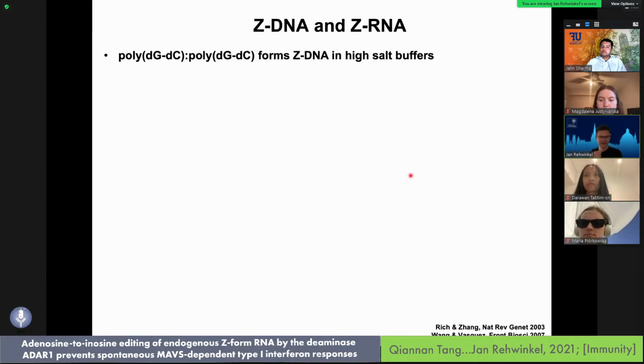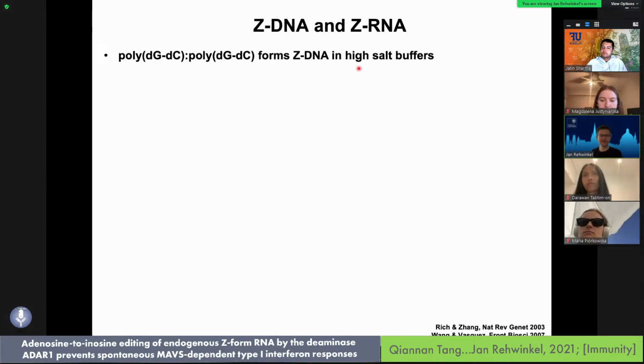However, certain repetitive sequences, such as repeating dG-dC dinucleotides, can spontaneously switch into this Z conformation in very high salt buffers, such as 4 molar sodium chloride. So under non-physiological conditions, very high salt buffers can induce this conformation.